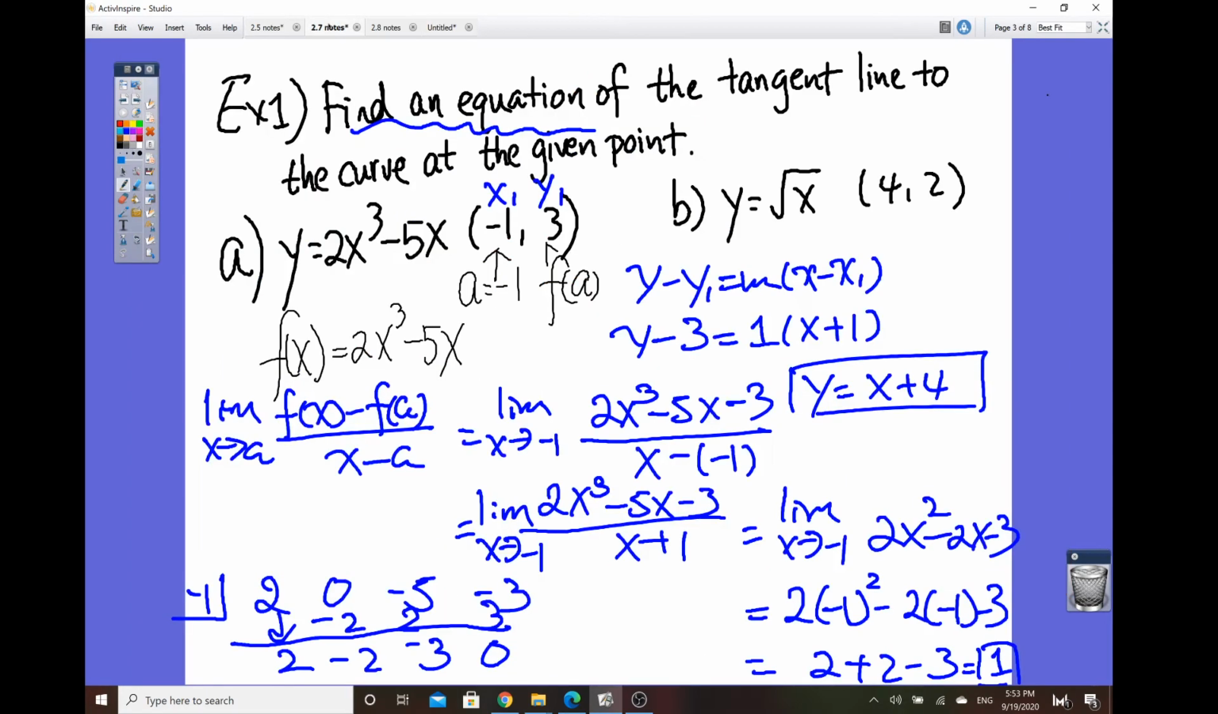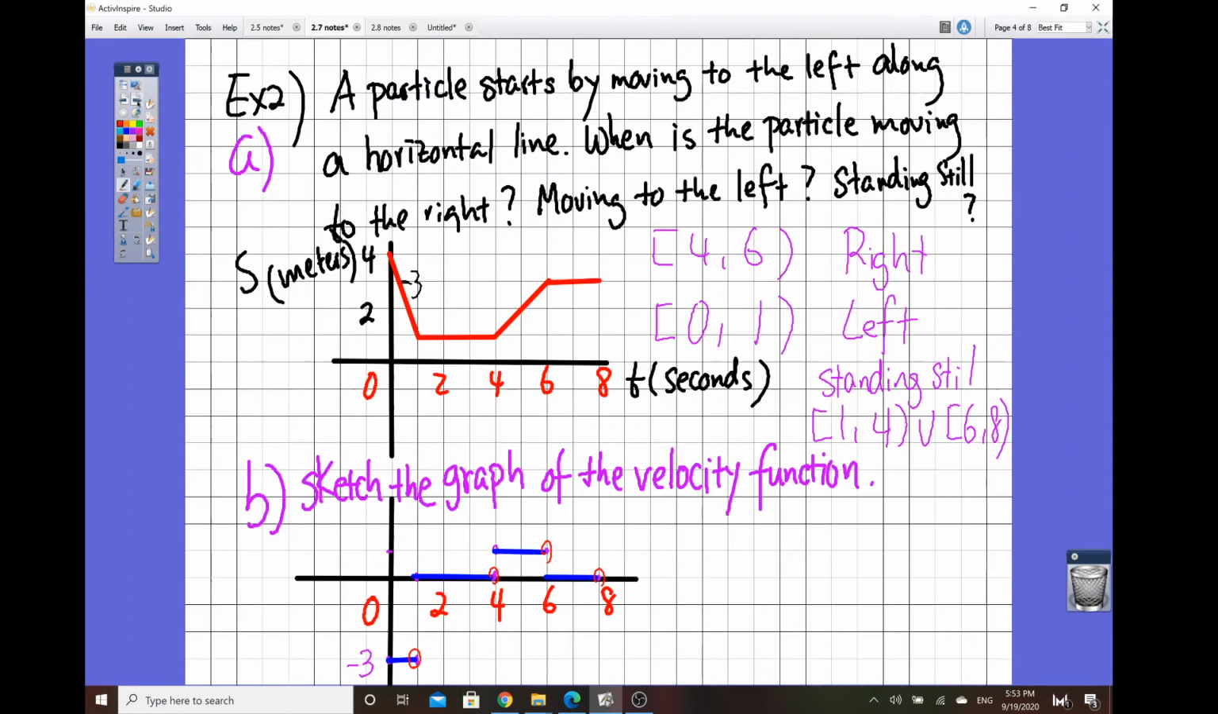Okay, so now going back to the rest of this. In example 2, this one has been done already. A particle starts by moving to the left along a horizontal line. When is the particle moving to the right, moving to the left, standing still? If the particle is moving to the right, that means the velocity is considered positive, or the rate of change is considered positive. So if that's positive, that means the slope of the line segment must be positive. So as you can see from 4 to 6, you can tell that the slope is what?